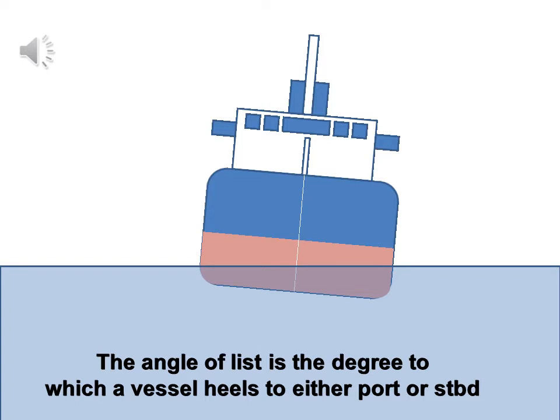List is the degree to which a vessel heels to either port or starboard. A listing vessel is stable and at equilibrium, but the distribution of weight aboard, often caused by uneven loading or flooding, causes it to heel to one side.